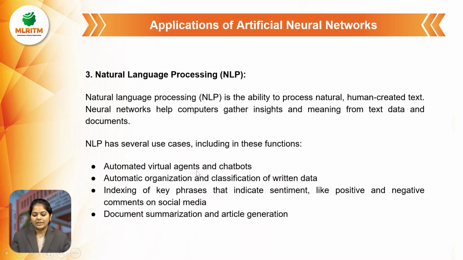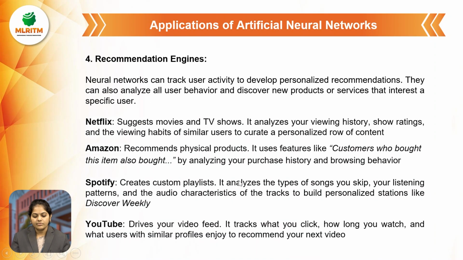The first one, automated virtual agent chatbot, as we discussed, and automatic organization and classification of written data. So by looking at the data, we can easily classify the data, right? Same like a human, the system will recognize and classify the data. Next, indexing of key phrases that indicate sentiment, like positive or negative comments on social media. Again, document summarization and article generation. So these are the basic things that can be done with the help of artificial neural networks with NLP. And next, the fourth one will be recommendation engines.